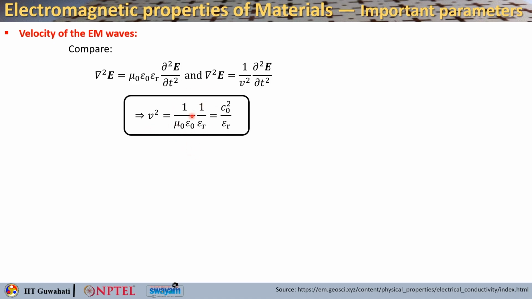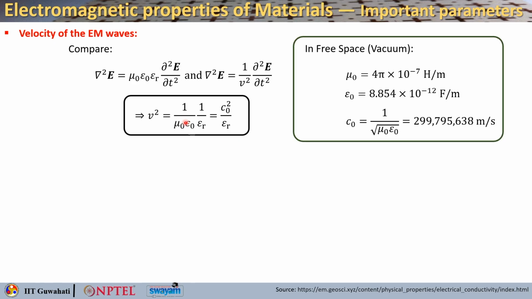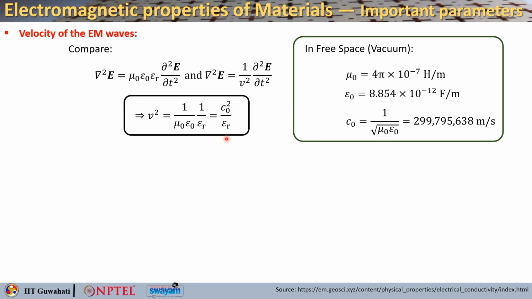So you can just break the fraction and see that 1 over mu naught epsilon naught is nothing but c naught square. c naught is the speed of light in vacuum, and 1 by epsilon r remains there. So this is the typical relationship of the velocity with the speed of light and permittivity. So you can write v equals c naught by square root of epsilon r, and the square root of epsilon r, if epsilon r is a real quantity, will give you the refractive index, and that is how in the optical field people work with refractive index in most cases.